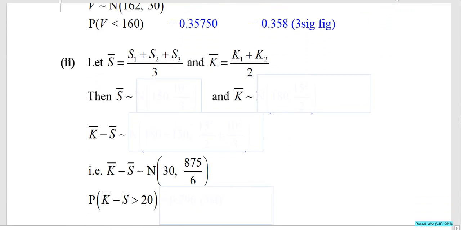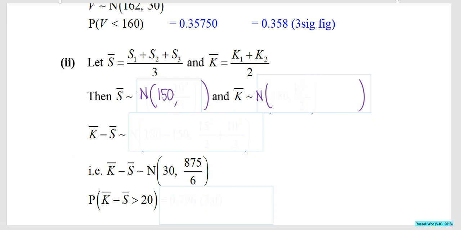So, define it. S bar is S1 plus S2 plus S3 over 3. K bar is K1 plus K2 over 2. What is S bar? S bar must be a normal. Now, K bar must be a normal. What is the mean and what is the variance? We have to recall earlier, right? The mean must be the same. It must be 150.